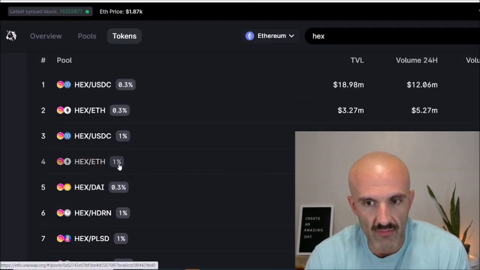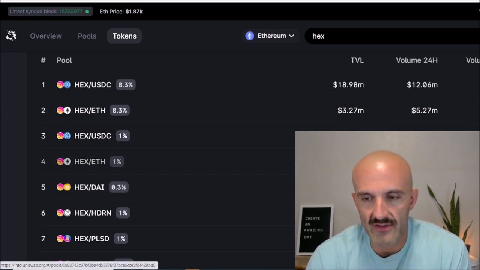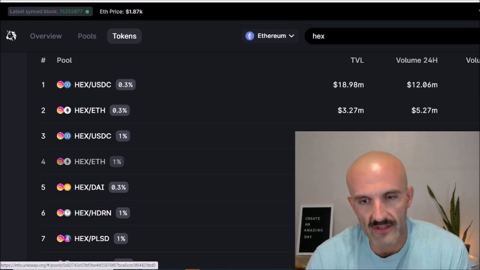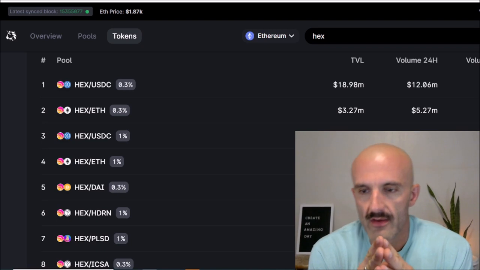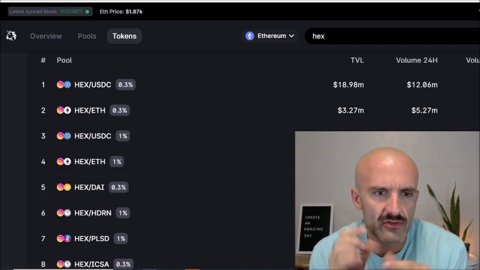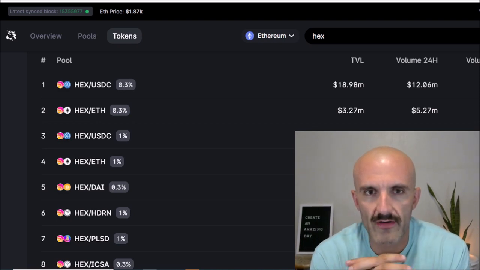Hex ETH 1% pool. Well, if you look at this pool, there's $108,000 that has traded over the last 7 days, and there's $265,000 worth of Hex and ETH in this pool. Now, why am I showing you this? Well, you want a sufficient amount of volume in here so that you can earn fees. And the more volume there is trading back and forth, the more fees you earn.